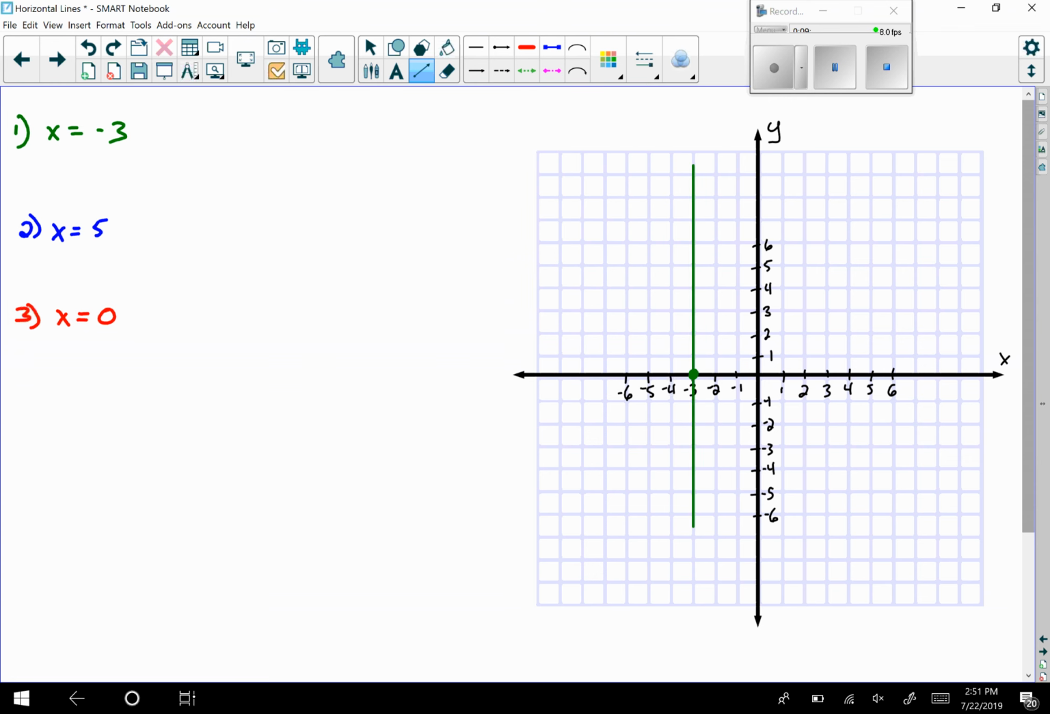So there's our vertical line. All the x values here are going to be -3, much like the example that we just had on the last page. So I'll call that example 1.